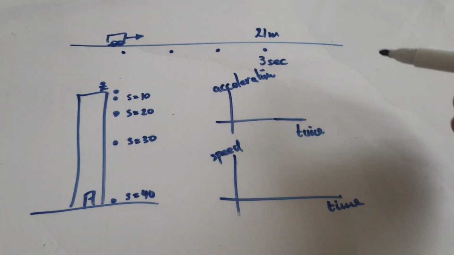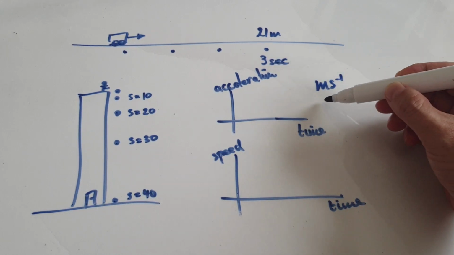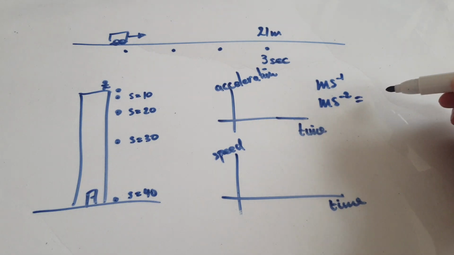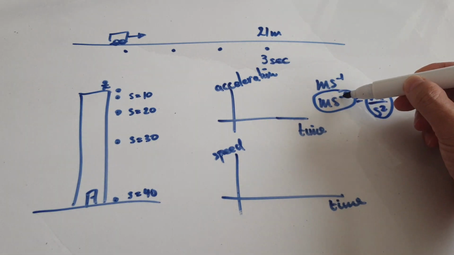Let's try to understand why the unit of speed is meters per second and the unit of acceleration is meters per second squared. Sometimes it's written like this. You see, people don't really understand why the unit is this for acceleration.